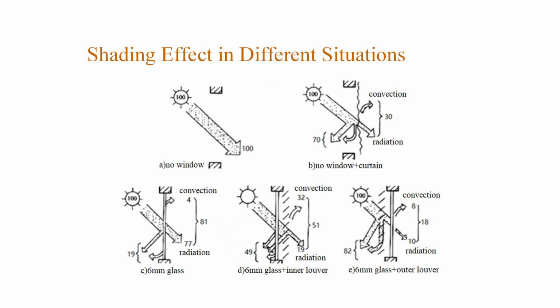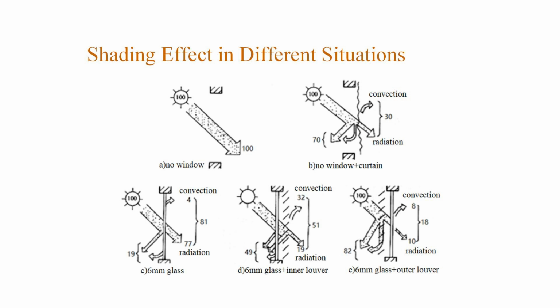Fig D is the closed window and the inner blinds. The solar radiation scattered to the outside accounts for 49%, part of which is reflected by glass and louvers, and part of which is absorbed by glass and louvers and then convected out. The solar radiation entering the room accounts for 51%, which is reduced by 30% compared to Fig C, part of which is transmitted by the glass and the louvers, and part of which is absorbed by the glass and the louvers and convected into the room.